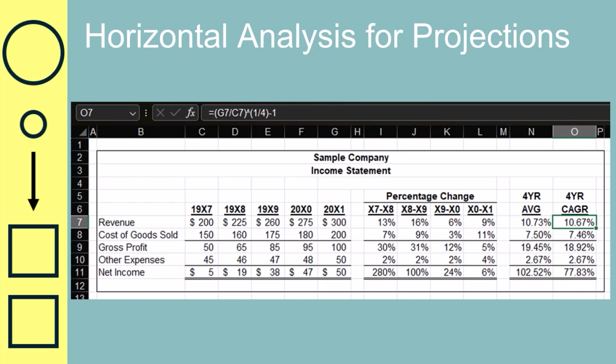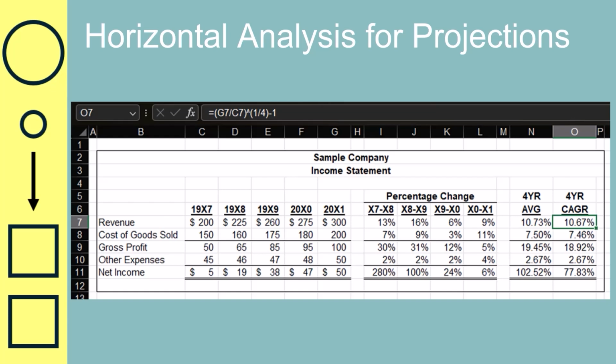Column N is a simple average of columns I through L for each line. The formula for cell N7 is average of I7 to L7. Column O calculates the compound annual growth rate, abbreviated CAGR, to get from 19x7 amounts to 20x1 amounts. The formula for cell O7 is in the formula bar.